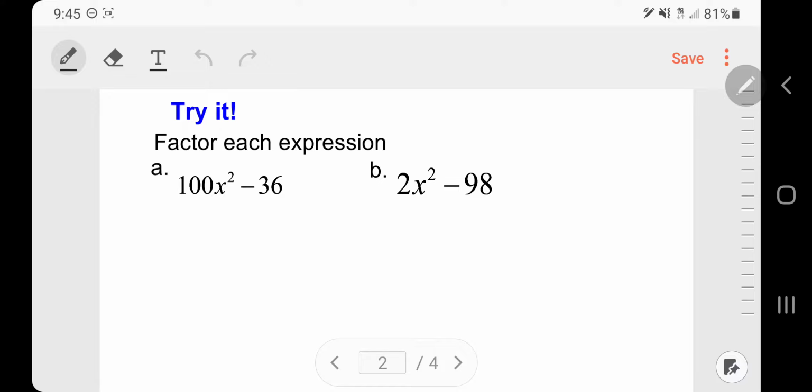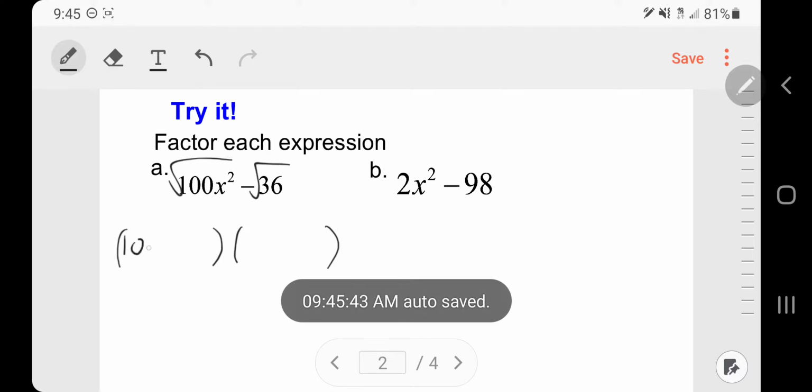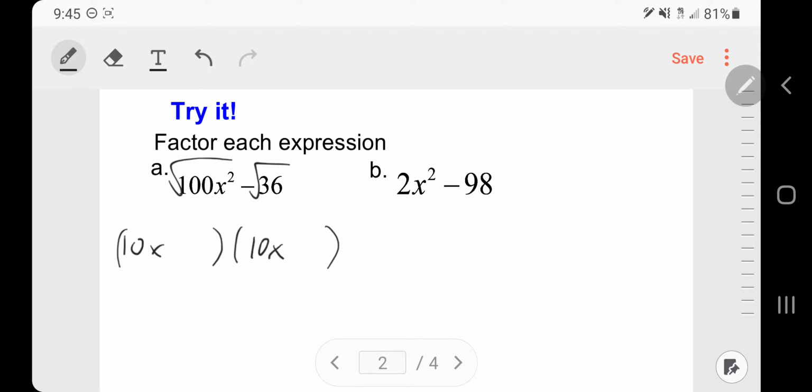Okay, so the first one, I have 100x squared minus 36. Again, we see we would take the square root of both of these. The square root of 100x squared would be 10x. Okay, so two parentheses, we're going to have a 10x and a 10x. And then the square root of 36 is 6 and 6. And then we're going to alternate our signs in our answer, and there you have it.